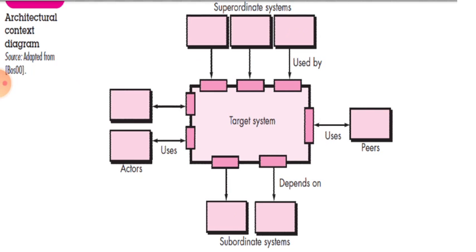On the extreme left, you have got the actors. So actors are the entities which will use the services of the targeted system. And at the right, you have got peers. So peers are those which communicate with the target system. More about this we'll study in the next slide. And the small rectangles which surround are the interfaces which communicate with the target system and its surroundings.